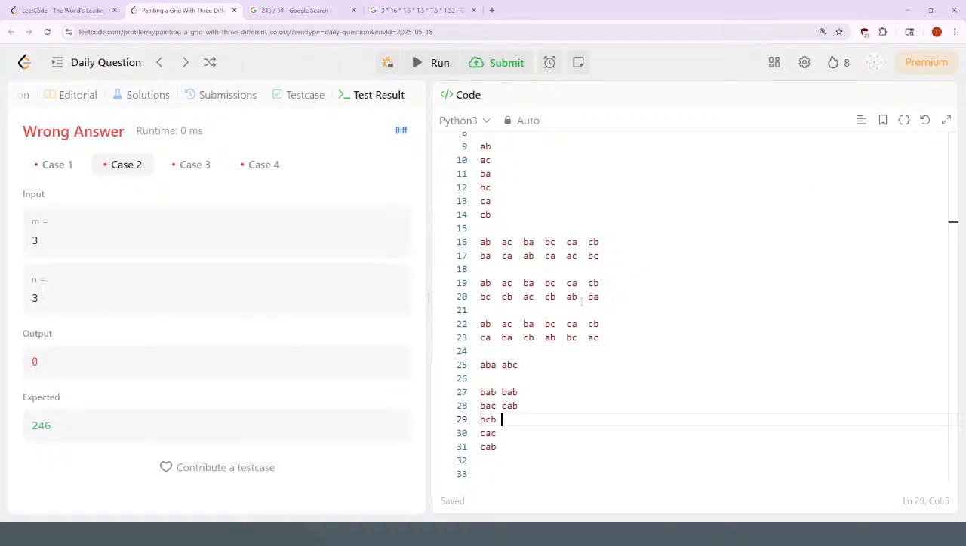So if it starts with an A, B, it can be either followed by an A or C. If it's followed by an A, then there's 5 ways to form the second row. If it's followed by a C, then there's 2 ways of forming the second row. Five plus 2 is 7. So I would imply that this be 7 times like 3, 7 times 6. This should be 9.